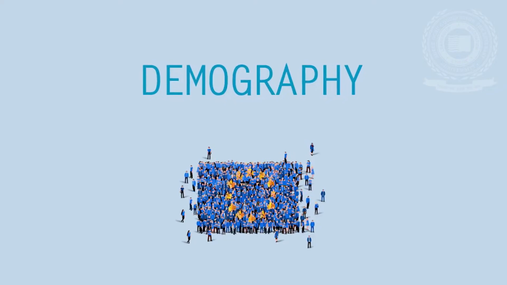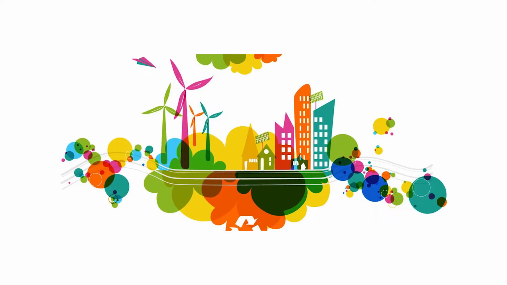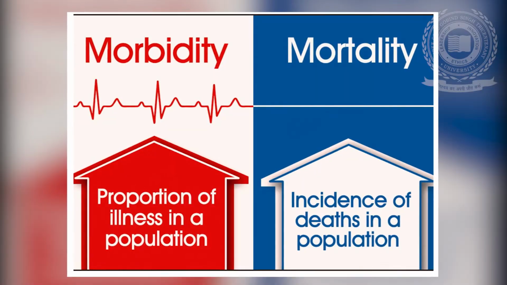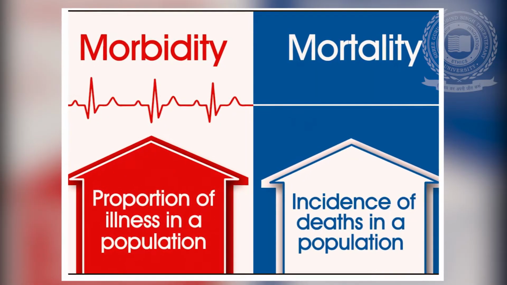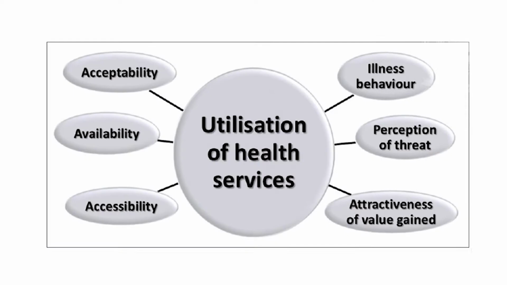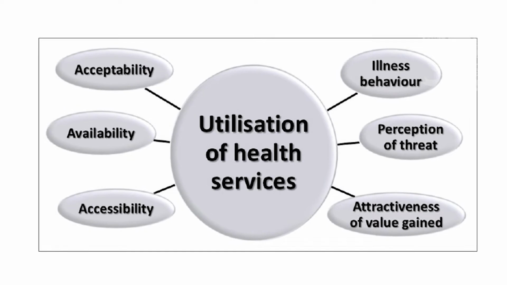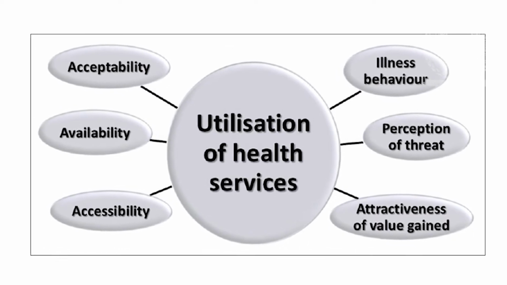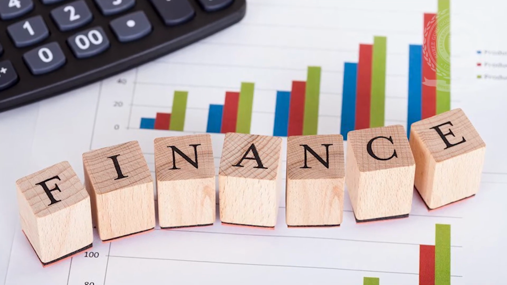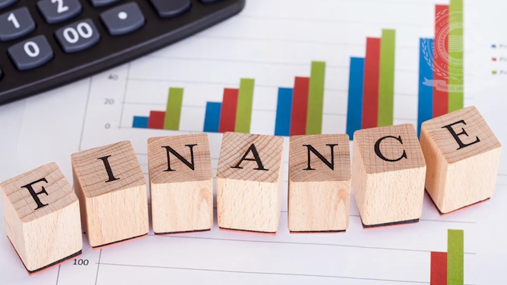Components: demography and vital events, environmental health statistics, health status, mortality, morbidity, disability and quality of life, health resources, facilities, beds, manpower, utilization and non-utilization of health services like attendance, admissions, waiting list, financial statistics, cost and expenditure.